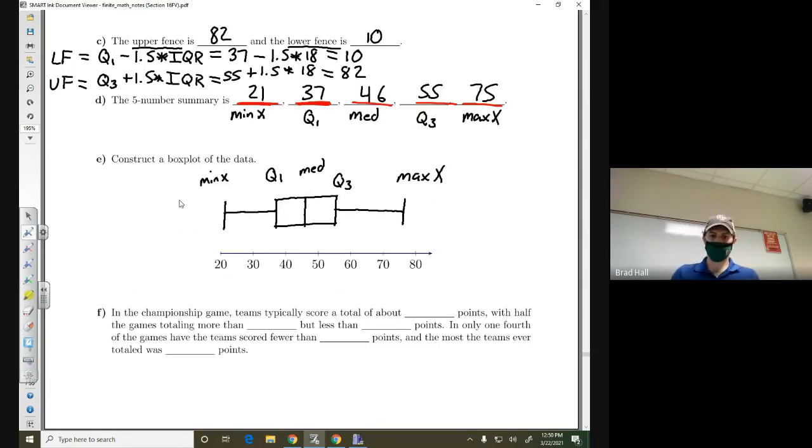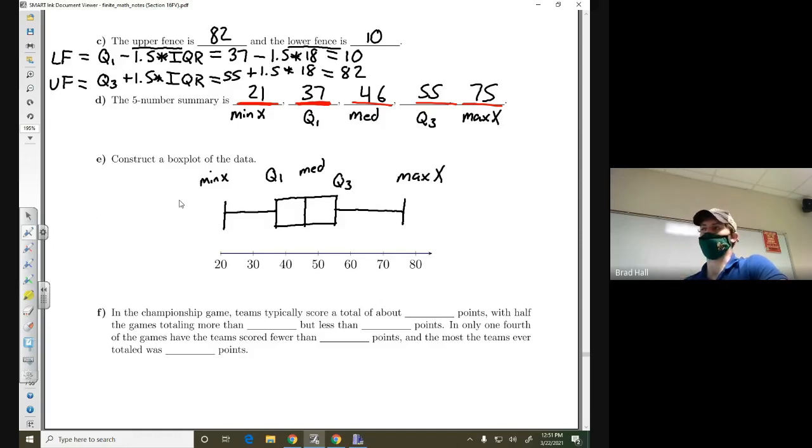And then there's one more part. And this problem is sometimes a bit misleading, so let's tread through it carefully. So teams typically score a total of about blank points. Does anyone have any intuition what goes into that blank? What did you say? I said the median?